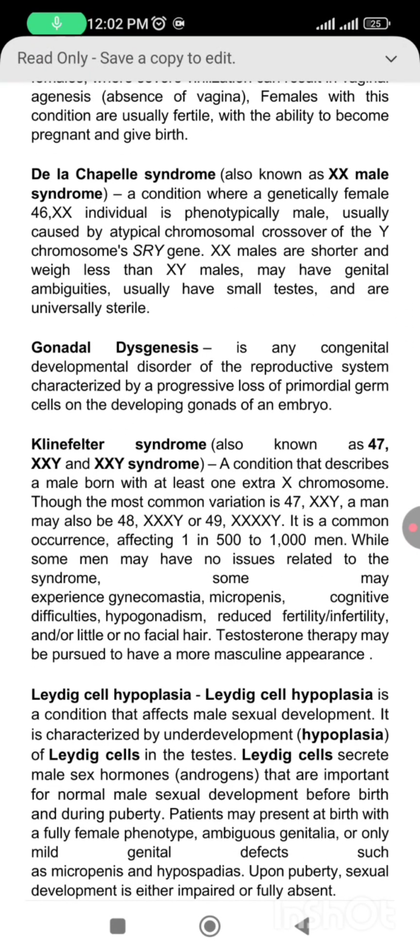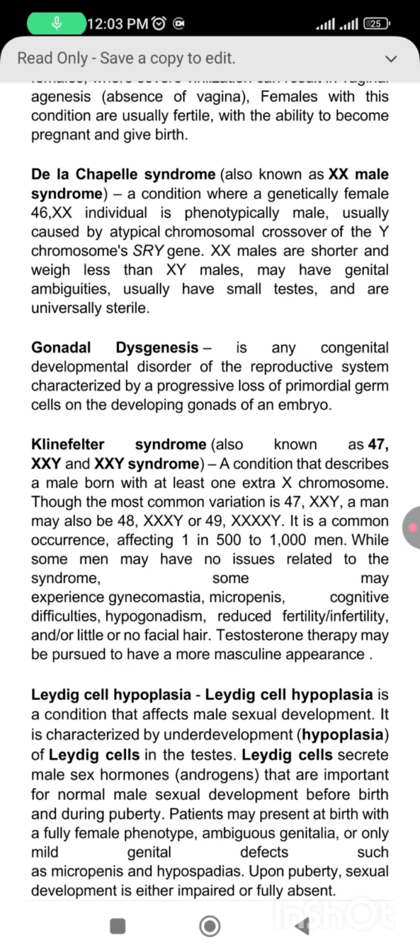Klinefelter syndrome, as we just saw above, also known as 47XXY and XXY syndrome, is a condition that describes a male born with at least one extra X chromosome. Though the most common variation is 47XXY, a man may also be 48 XXXY or 49 XXXXY. It is a common occurrence affecting 1 in 500 to 1,000 males.